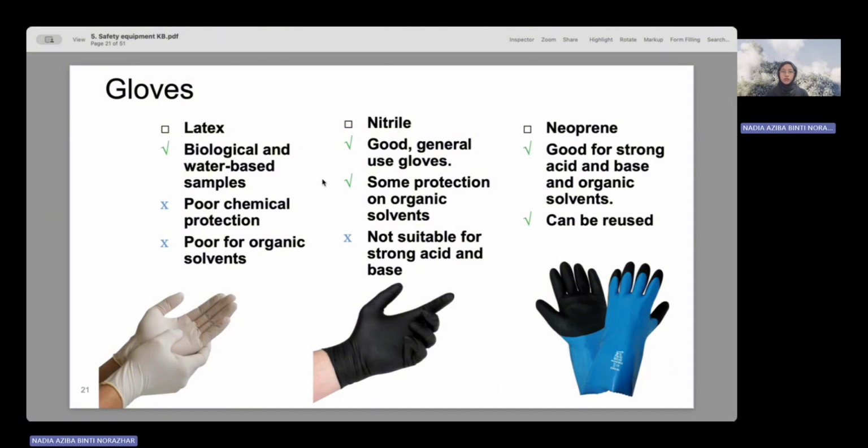There are three types of gloves shown here. There are latex, nitrile, and also neoprene. For the latex, it is for biological and water-based samples. However, it has poor chemical protection and is also a poor material to handle organic solvents.